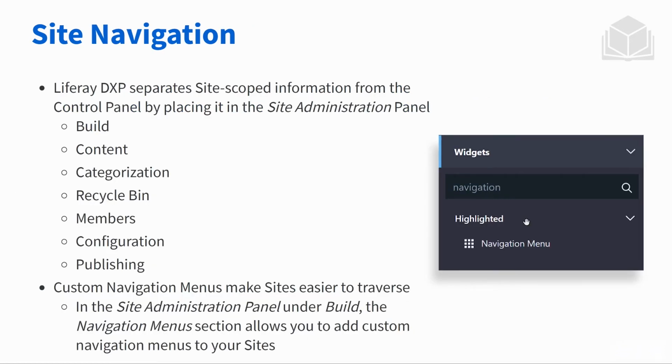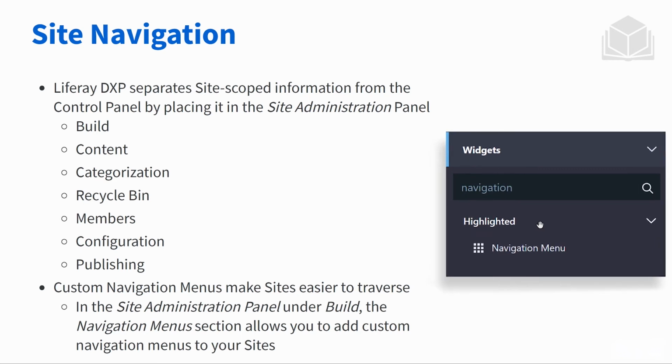In the control panel, you can access the site administration panel, which will help you with site navigation. You'll find things like build, content, categorization, recycle bin, members, configuration, and publishing. If you're wondering about custom navigation, you can add this by going in the site administration panel under build. You can also utilize the navigation menu widget.